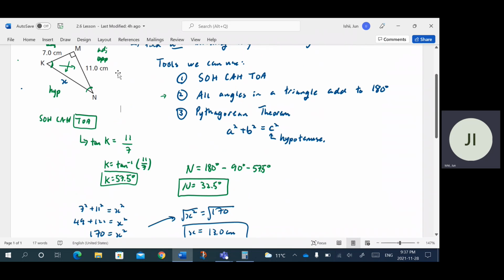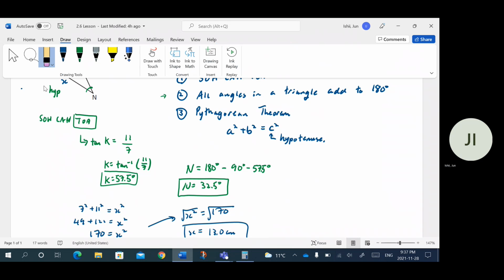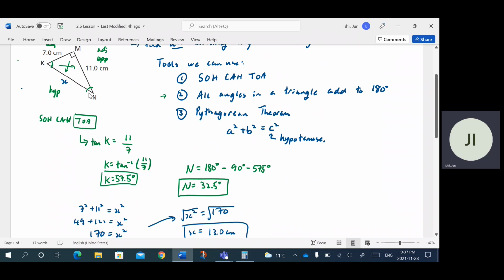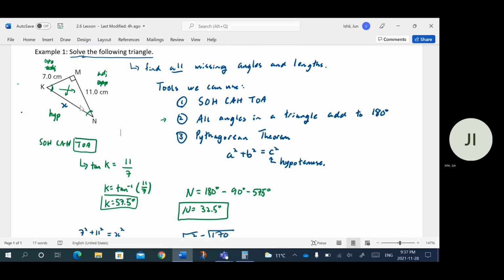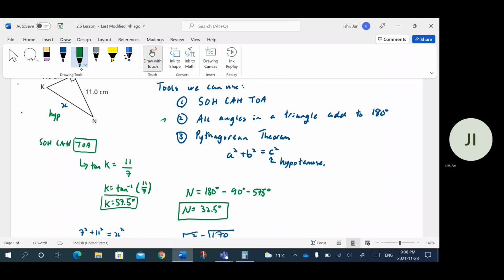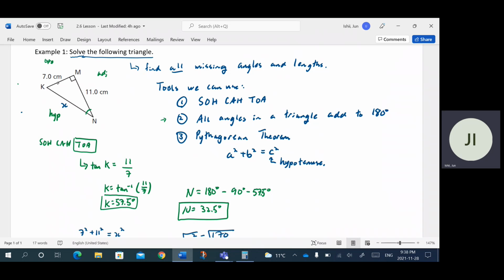But again, we could have used SOHCAHTOA to find that hypotenuse. Actually, maybe quickly I will. I'll show you, if I was to use something else, I should get the same value for x here. So let's say instead of using the Pythagorean theorem, I'm going to use opposite and adjacent. For angle n, this is my hypotenuse. This is my opposite side. This is my adjacent side.